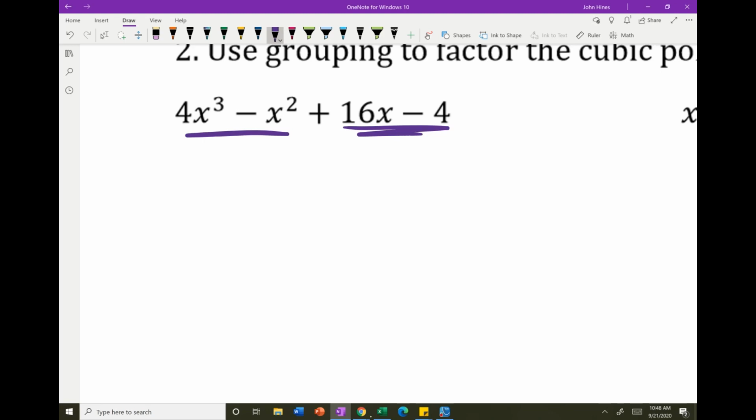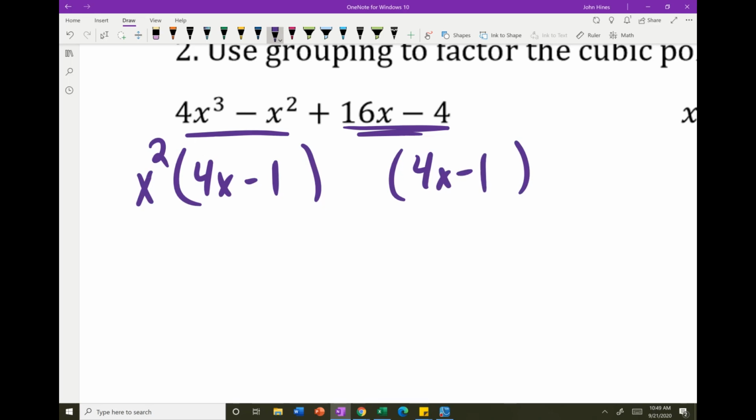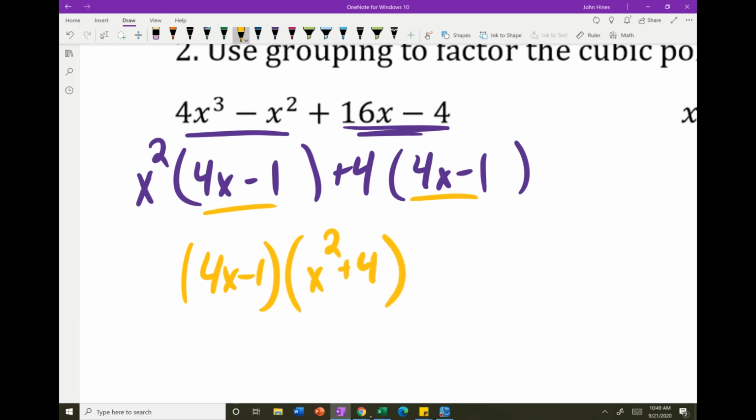So now looking at these first 2 terms here, I can factor out an x squared, and I'm left with 4x minus 1. Over here, I better end up with a 4x minus 1 because I need those 2 binomials to be the same. So what do I need to undistribute? What do I need to divide these by? By a positive 4. Notice I just didn't put 4, I put a positive 4. So now we take out that common factor, 4x minus 1, and we're left with x squared plus 4.